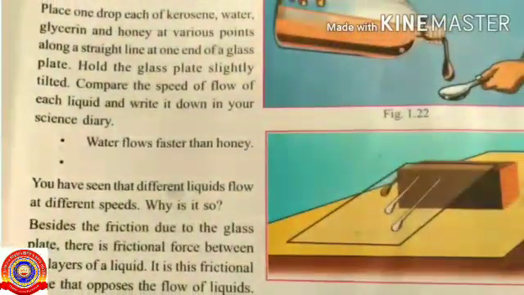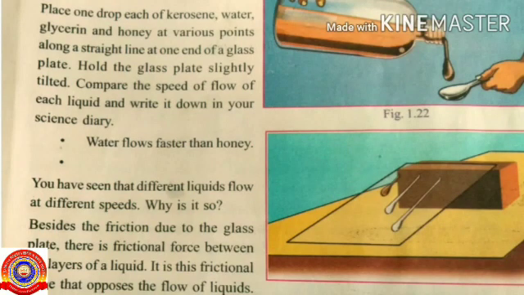Let's see an experiment in your textbook. Place one drop each of kerosene, water, glycerin and honey at various points along a straight line at one end of a glass plate according to the figure. Hold the glass plate slightly tilted. Then compare the speed of flow of each liquid. We know the density of each liquid is different, so according to the density, the flow of each liquid also differs. So the different liquids flow at different speeds.